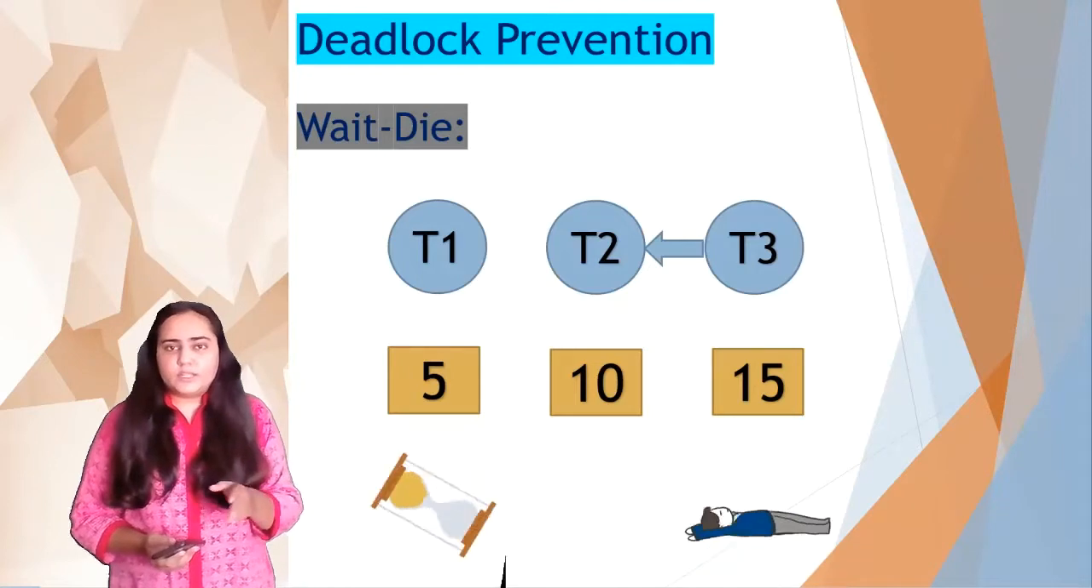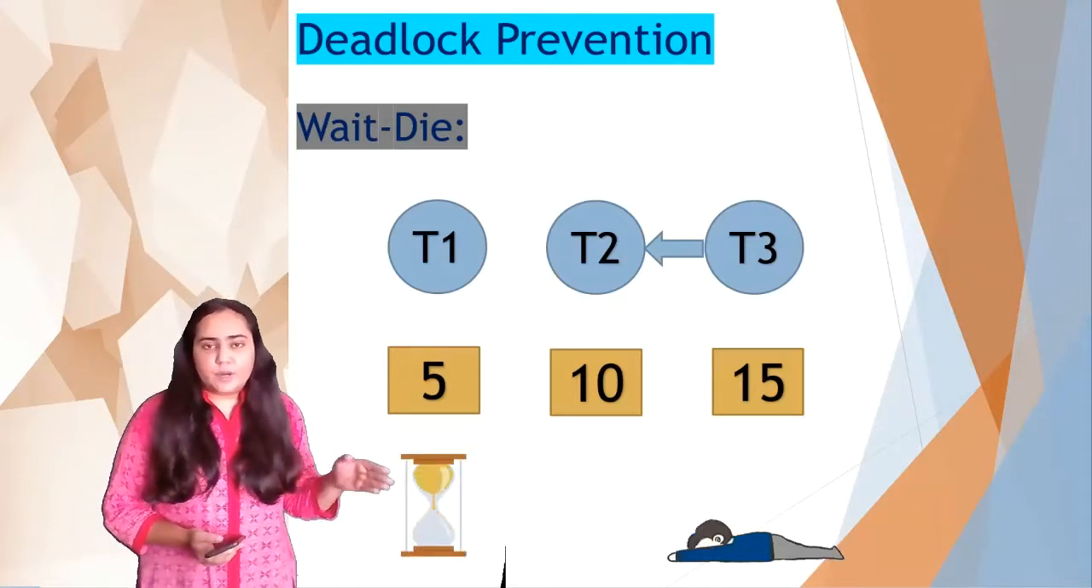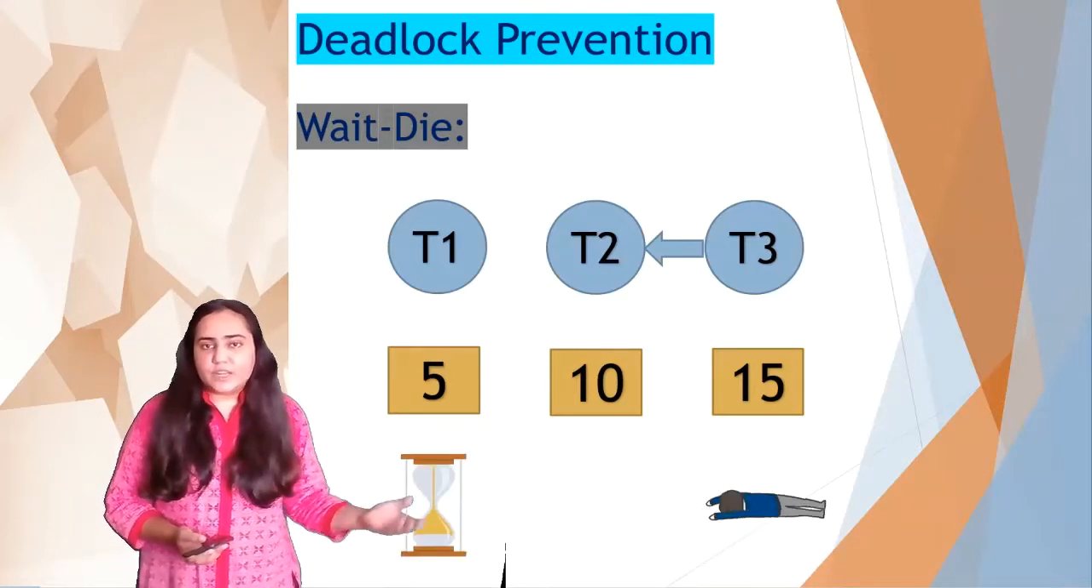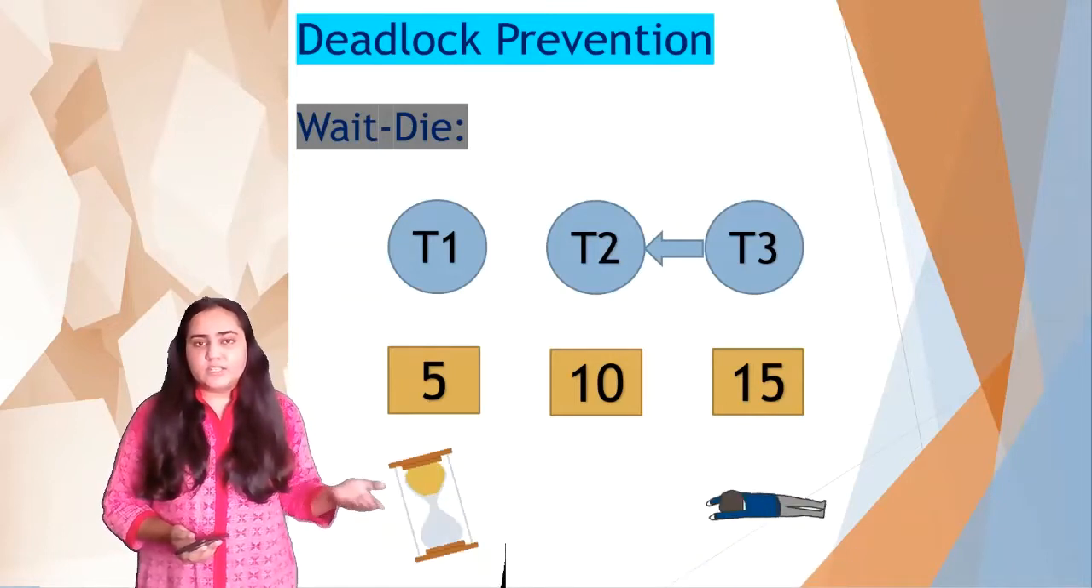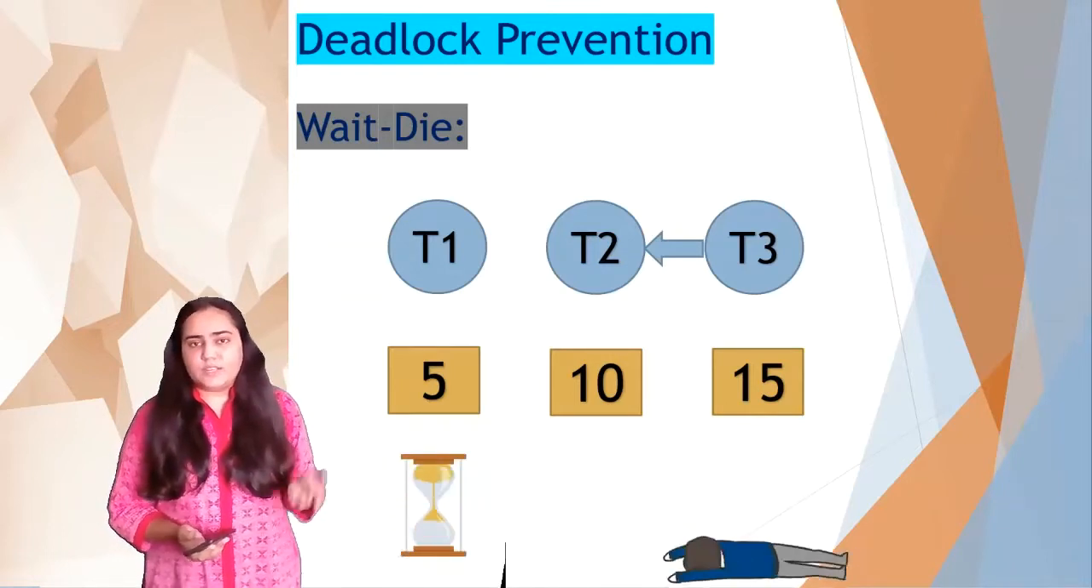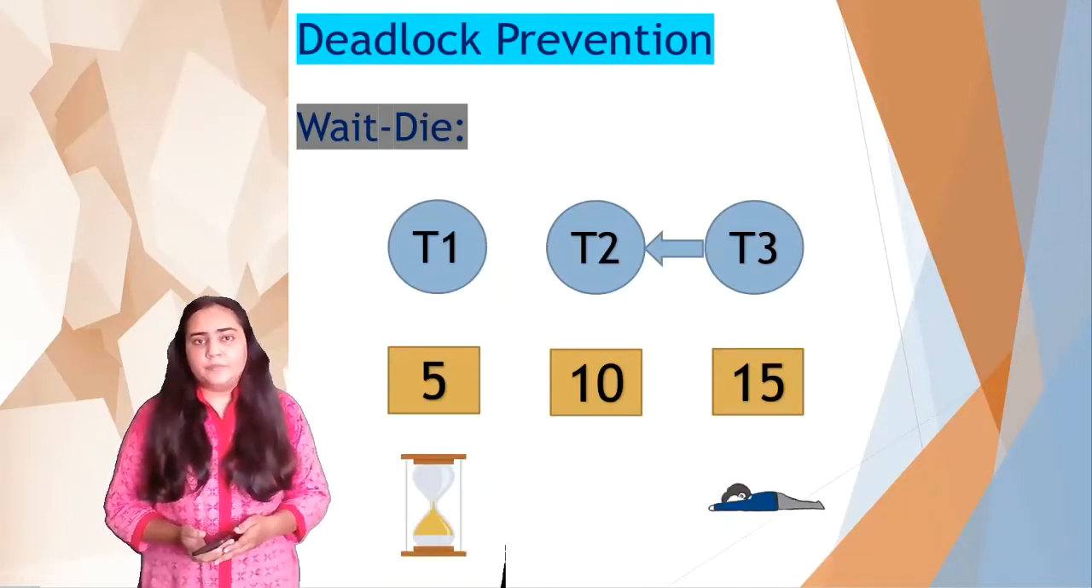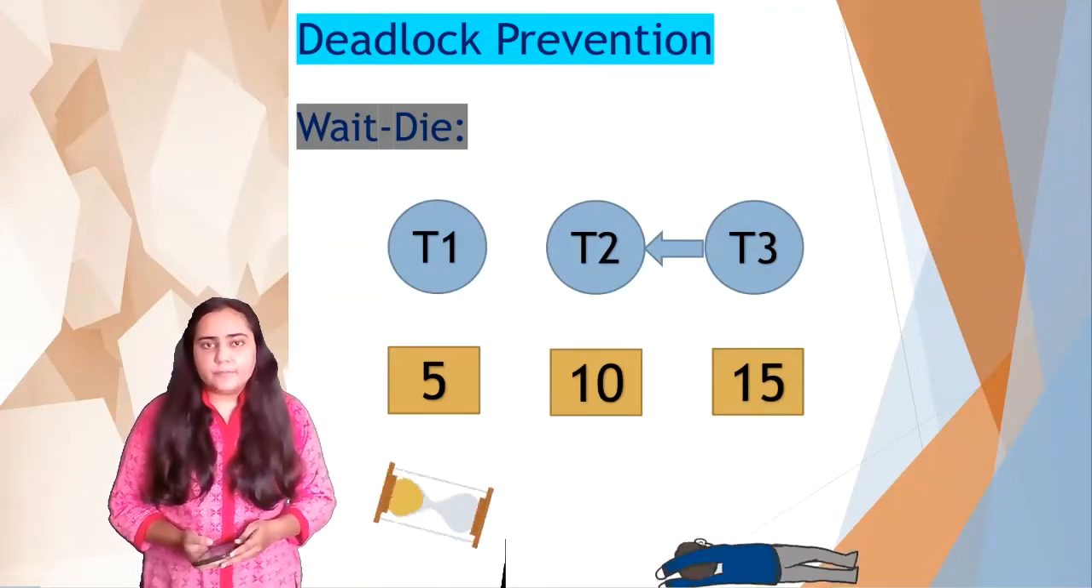So that is the wait die technique. The first part of the wait die technique is to wait, and the second part is to die. So a transaction that is older waits, but a transaction that is younger dies. That is the wait die technique.